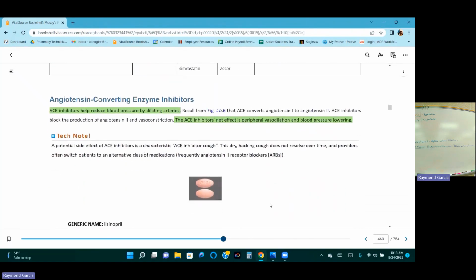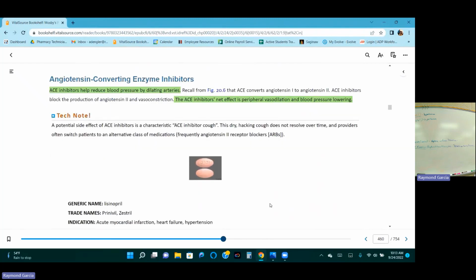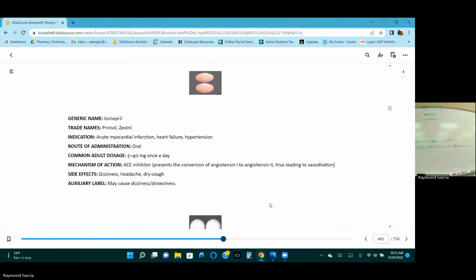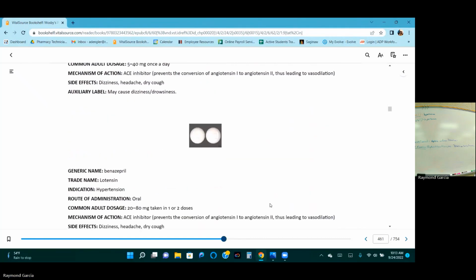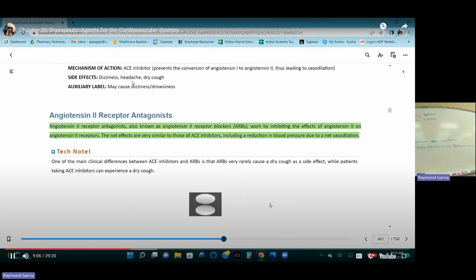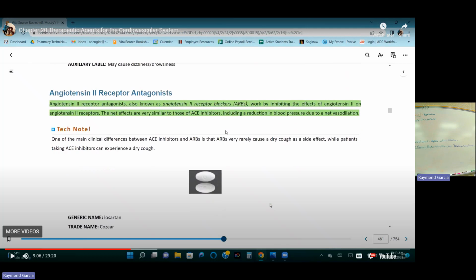ACE inhibitors help reduce blood pressure by dilating arteries. The ACE inhibitors' net effect is peripheral vasodilation and blood pressure lowering. Lisinopril is a very common ACE inhibitor. Benazepril. So those ending in pril are ACE inhibitors.